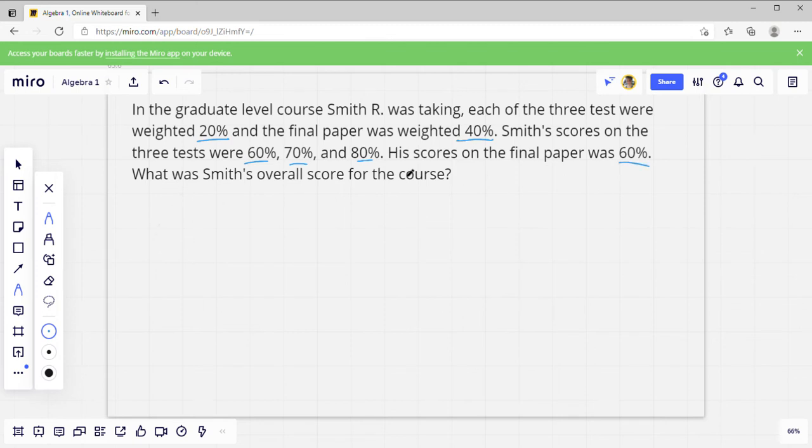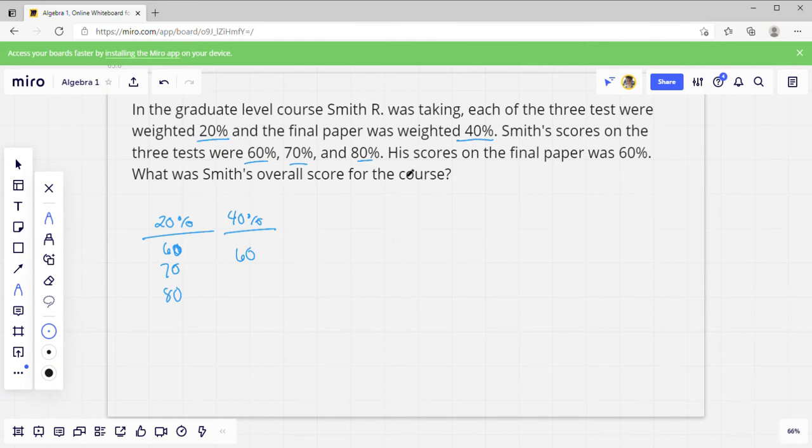All right, so our 20% weighted ones are 60, 70, and 80. And then his 40% one is going to be a 60. That's what he got on the 40%. And don't let this little percent right here confuse you. That's just his grade. Okay? All right.